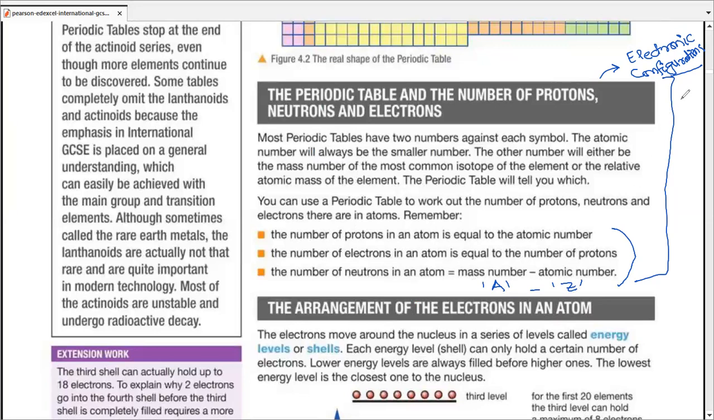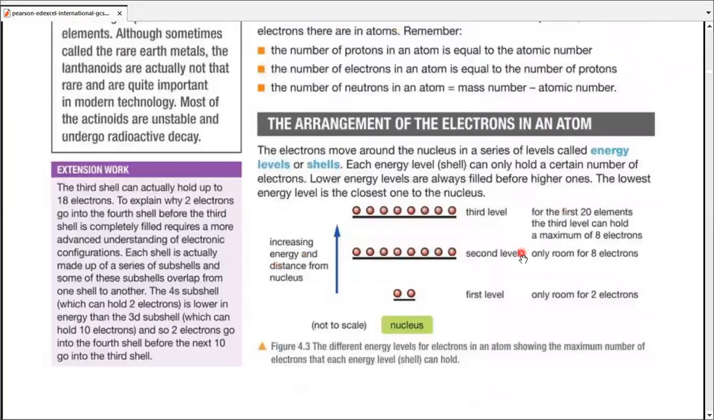But how is this related to electronic configuration? Let's clear it out further, moving to the next portion.